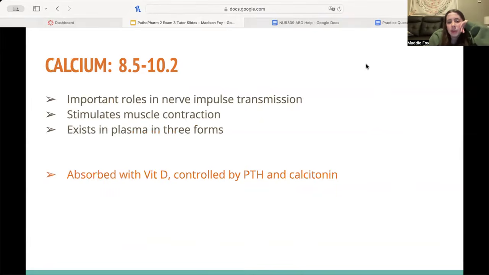Calcium, this one has a main role in nerve impulse transmission and muscle contraction, which you'll see is kind of a pattern. A lot of them have that role. Calcium needs vitamin D to absorb. That's super important. And your calcium level is controlled by your parathyroid hormone and calcitonin, which we'll talk more about in a second.